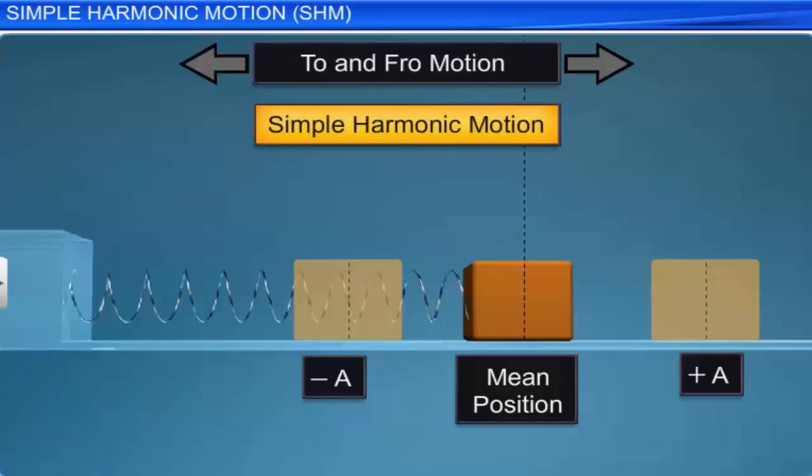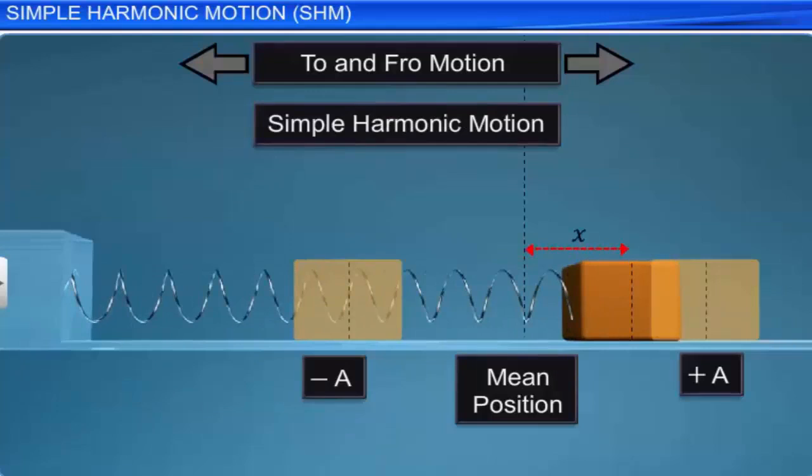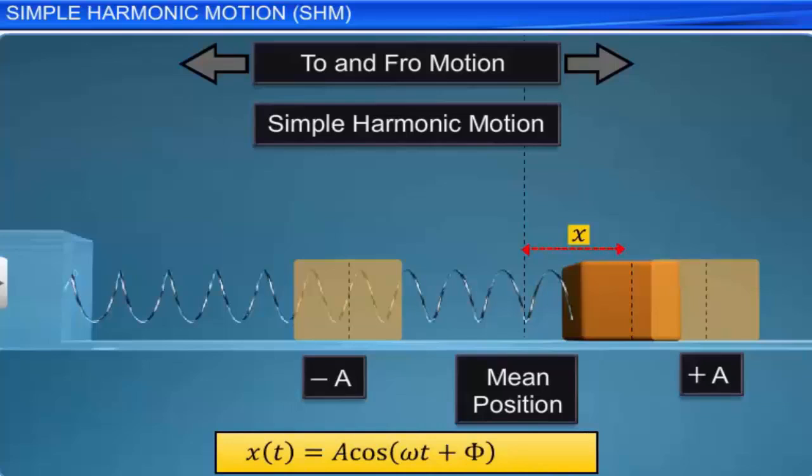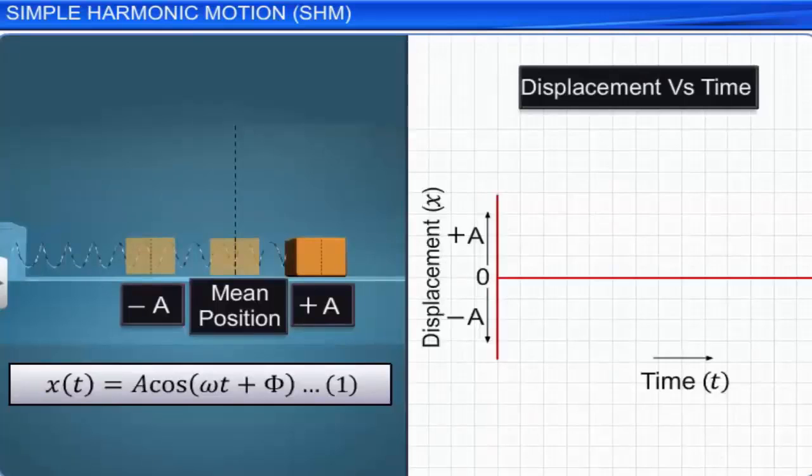The displacement of the particle from the origin is a function of time t. The displacement x of a particle in simple harmonic motion can be expressed as x(t) = A cos(ωt + φ). Let this be equation 1. In simple harmonic motion, the variation of the displacement of a particle with time t can be denoted by the displacement versus time graph.